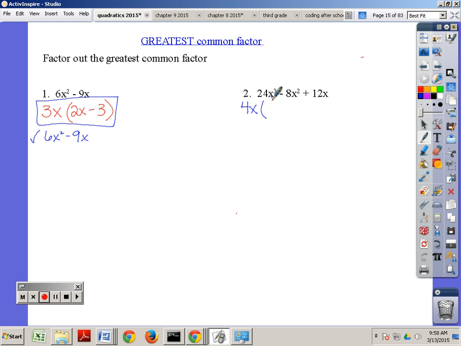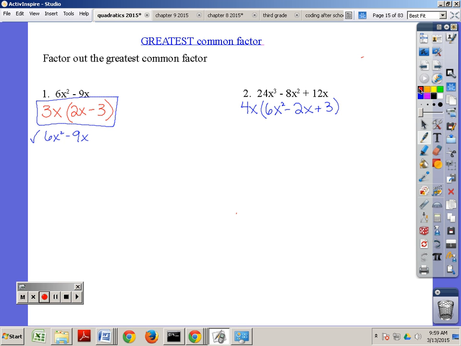So 4x goes into 24x cubed, 6x squared times. 4x goes into negative 8x squared, negative 2x. And 4x goes into 12x 3 times.